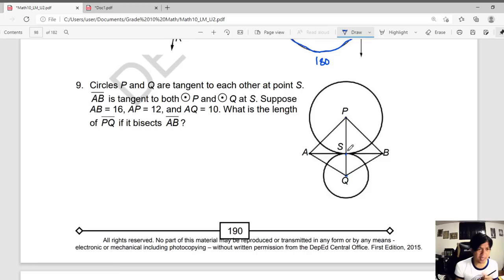AB is tangent to both P and Q. Tangent siya because it intersects at exactly one point sa both circles. Ito yung point of tangency ng both circles, pati ng line. Suppose AB is 16. So, measure nito is 16.